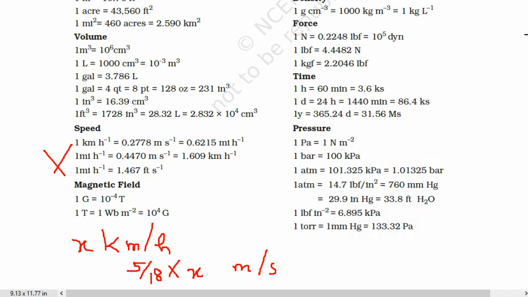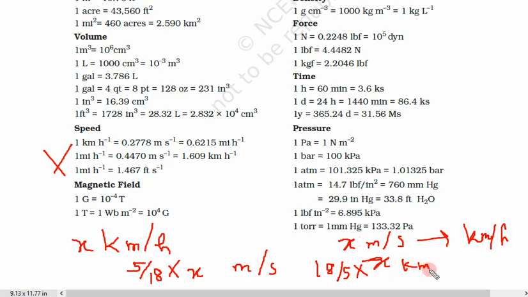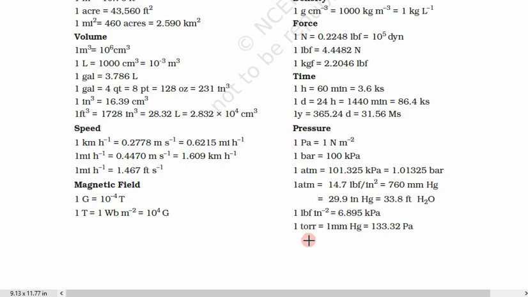Now what is the reverse? Suppose we know x meter per second and we want to know the kilometer per hour, because many times we need to know kilometer per hour. So what do we do? We simply multiply x by the opposite of this, 18 by 5. 18 by 5 into x, that is, if this x is in meter per second, we get this in kilometer per hour. Okay. So this is the conversion from kilometer per hour to meter per second and back, which is also used.